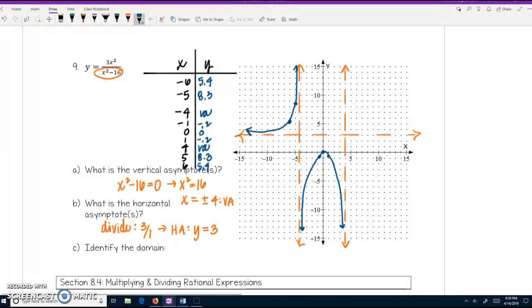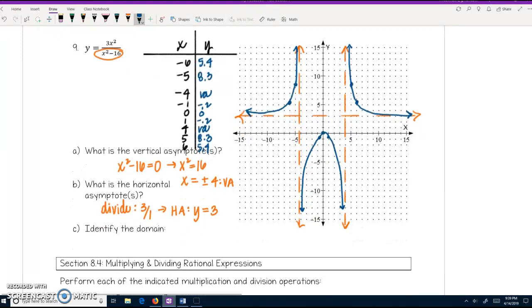5, 6, 7, 8, and then little 8.3 right there. And then at 6, I'm up here at about 5.4. So this is going to be a mirror image of what we graphed over on the left, and it's just going to follow the shape of the asymptotes without ever crossing them.